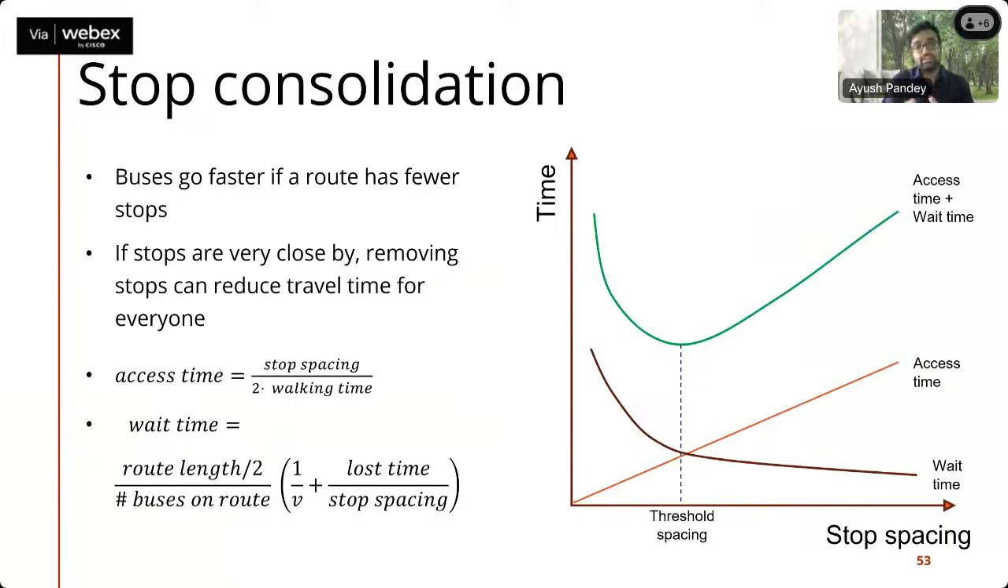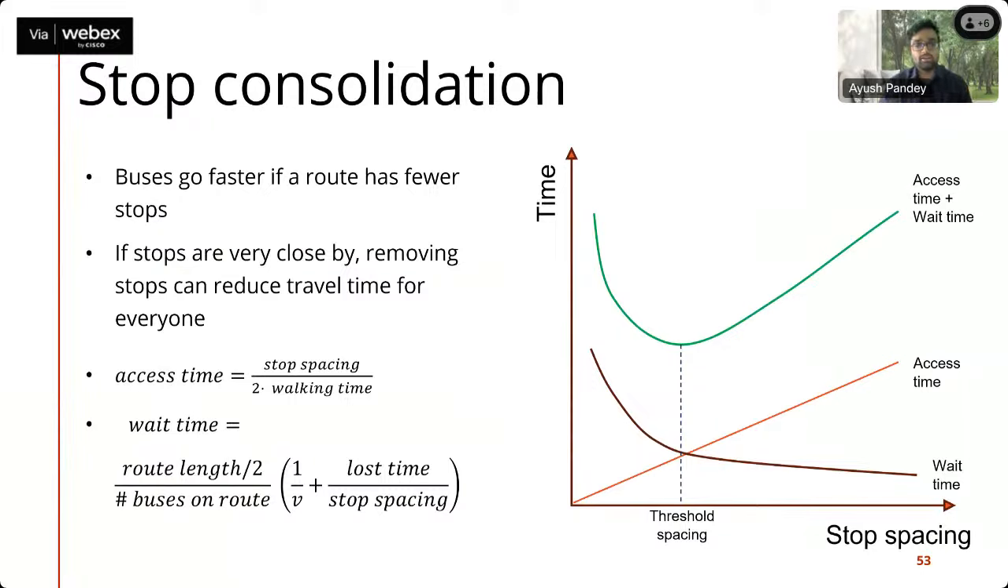So in this case, the trade-off is between your access time, which is the walking time, and the waiting time you'll have. So you reduce a few stops, your buses go faster, your headways fall. If the stops were too close to each other, the headways fall so much that your reduction in wait time is higher than the extra time you spend walking. And we can theoretically calculate what that threshold spacing comes out to be. It depends on the route length, the number of buses on the route, the time you lose on a stop, and the speed people walk at.